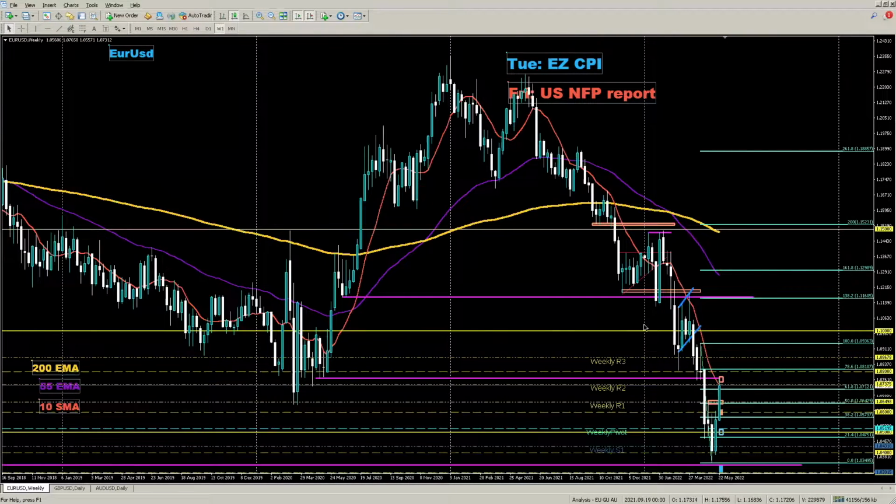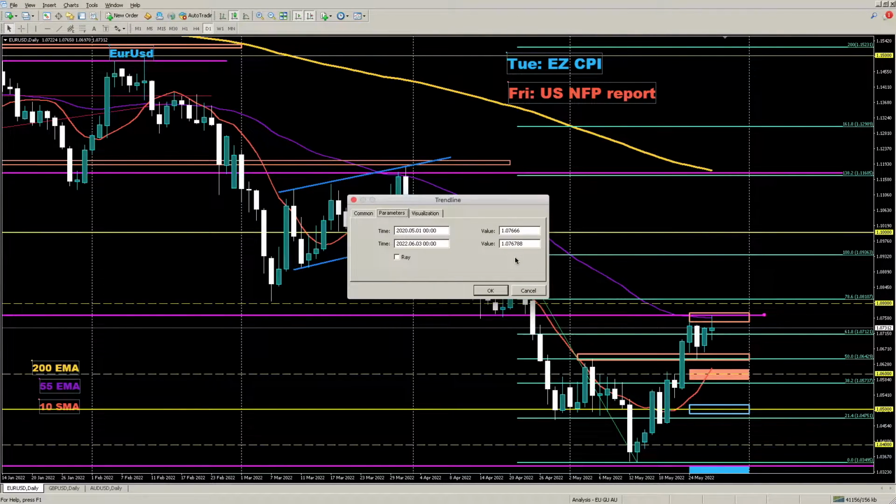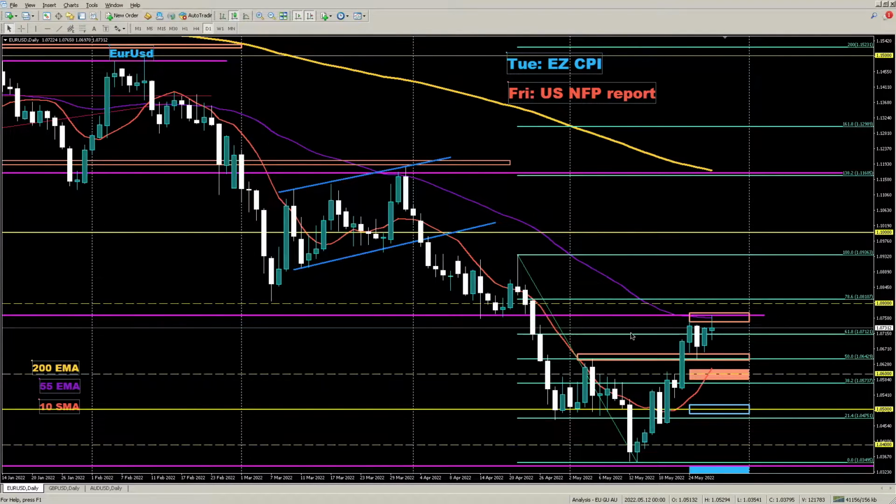Let's take a look at this swing low area previously down here. That's where it has hit down here. That's at 107.666. And it did hit a high of 107.65. That's within 1.6 pips.